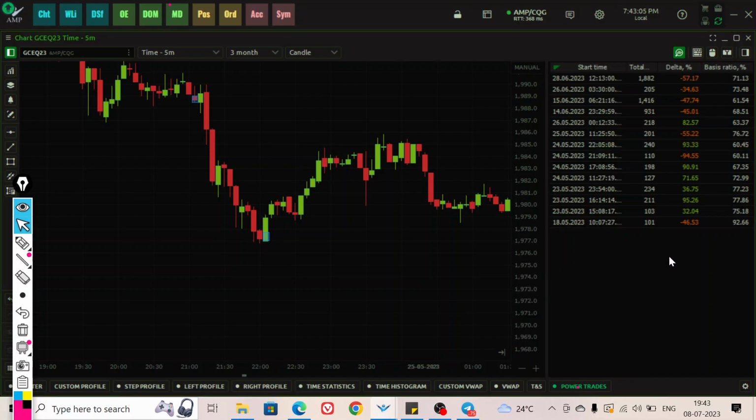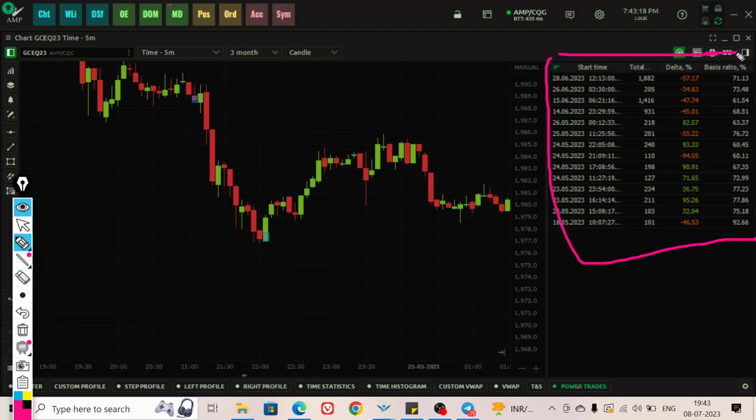After enabling the power trade, this table appears on the right side of your chart, right over here. It is going to scan your settings.